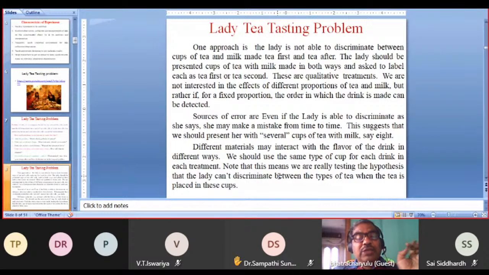Measurement. The part that I am exploring even now is the sources of error. The lady is able to discriminate, or she even says the lady is able to make a mistake from time to time. We should present her with several cups of tea with milk.